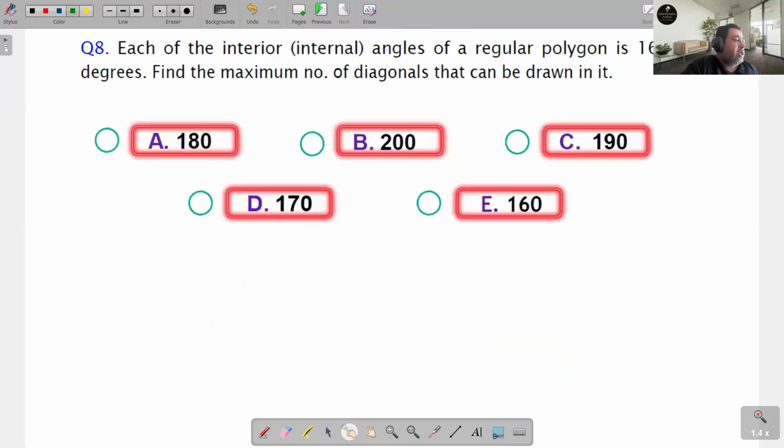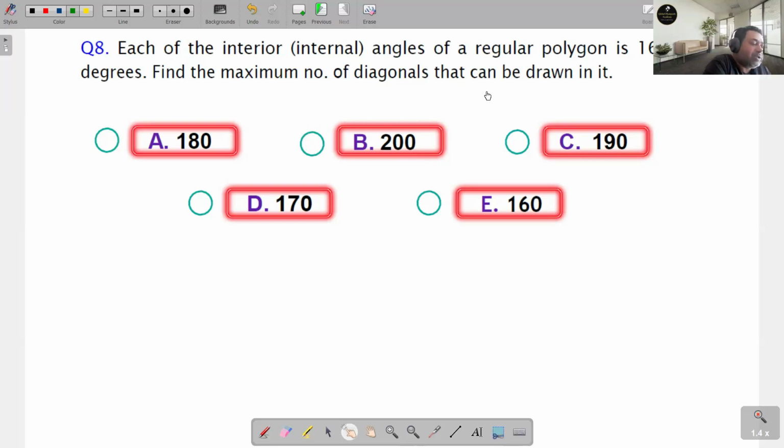Question 8. Each of the interior angles of a regular polygon is 162 degrees. Find the maximum number of diagonals that can be drawn in it. As the number of sides of a polygon increases, the number of diagonals also increases, right? There is a direct link between the sides and the number of diagonals, so first we need to find out the number of sides, correct?